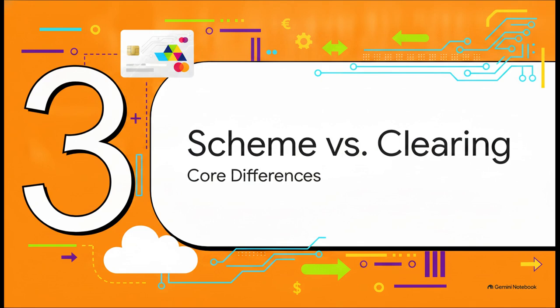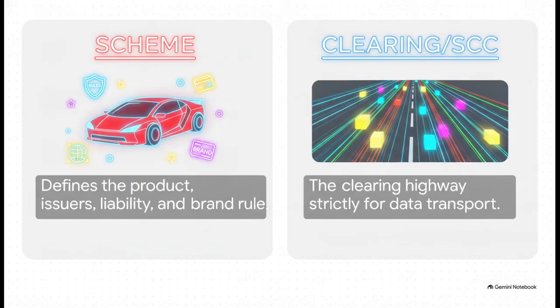Section 3. Scheme versus clearing. This right here is the absolute core concept of our explainer. We need to cleanly separate the brand on the plastic card from the actual back-end infrastructure. So, to put this in a nutshell, think of a card scheme, like girocard, Visa, or MasterCard, as the vehicle. The scheme defines the product. It dictates who can issue the cards, the liability for fraud, the interchange fees, how disputes are handled, and of course, the brand the customer actually sees on the checkout terminal.